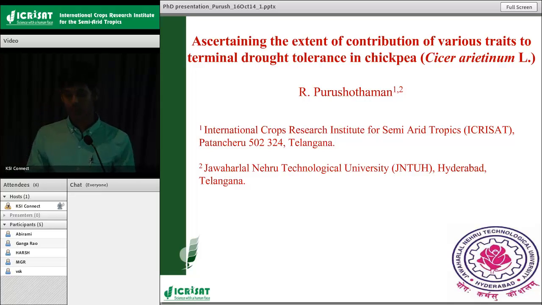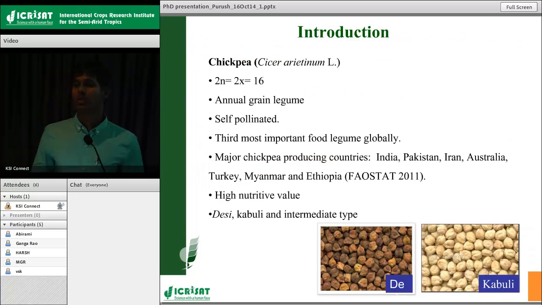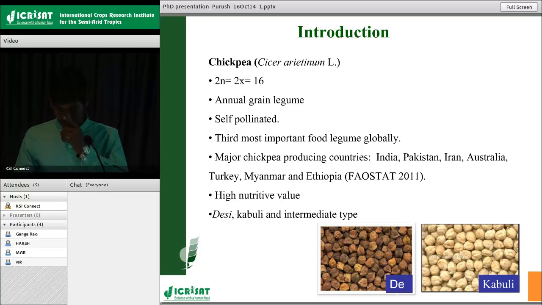Coming to the introduction, chickpea is the third most important grain legume and is majorly grown in South Asia, West Asia, North Africa and the Mediterranean region. It is also known as a high nutritive protein crop. Chickpea is usually grown under stored soil moisture with minimal or no rainfall during the cropping season. During this season, there is a constant decline of soil water, resulting in terminal drought stress.